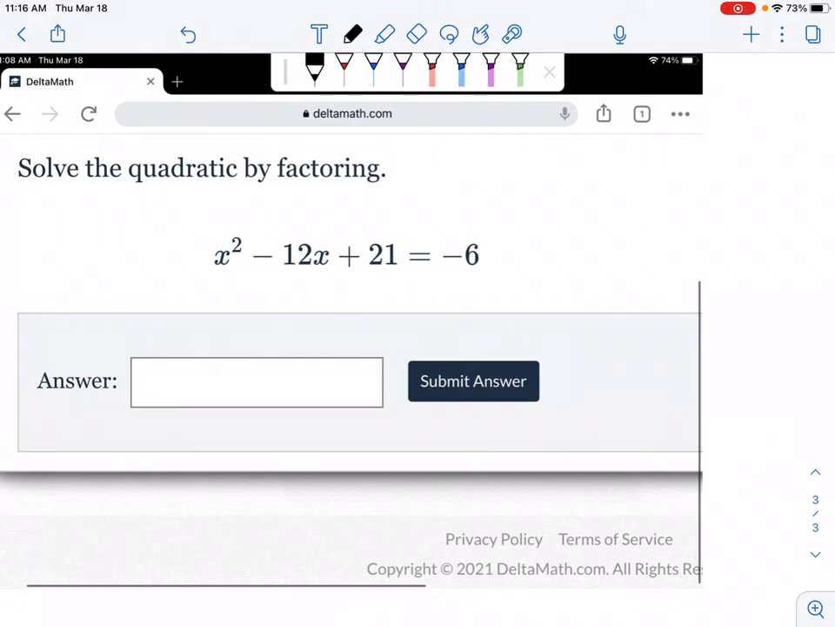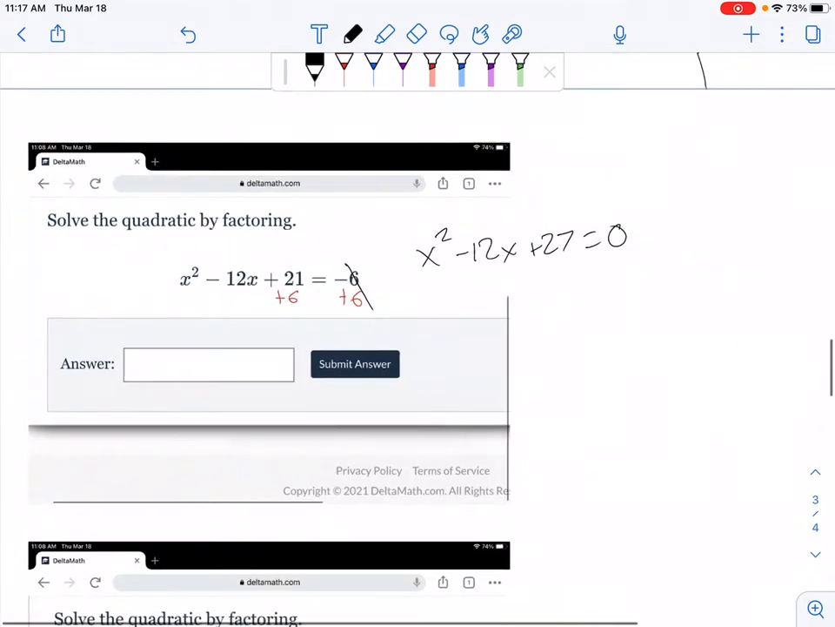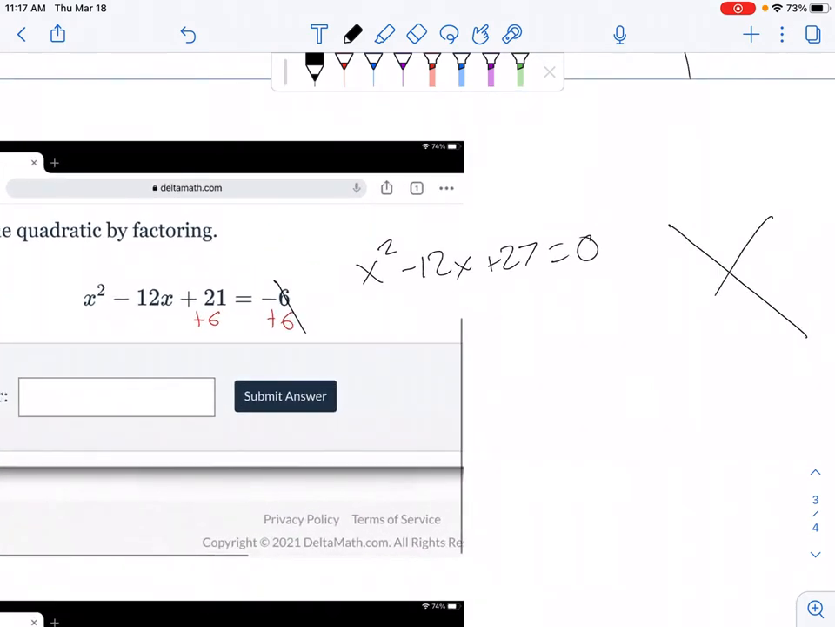All right, so this one we're going to set equal to 0, so we can add 6 to both sides. That's going to give us x squared minus 12x plus 27 now, because 21 plus 6, and then that equals 0 because those cancel out. We'll put 27 on top and negative 12 on the bottom. And let's see, it should be negative 9 times negative 3.